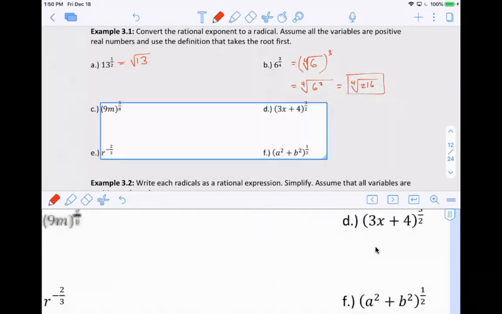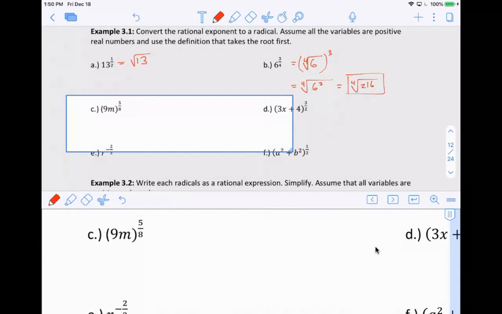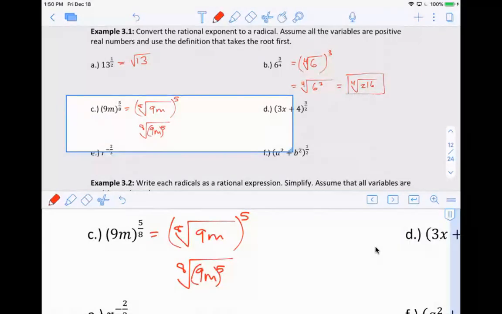Okay. Next one, again, I might go with the root first, in which case I do get a little stuck, because I don't know m, and so I can't actually take the 8th root of m. If I went the other way, and I want to put parentheses around that, or give them both a 5. Either way is fine. But either way, I don't have enough to take out a group of 8. And so really at the end of the day, these two are probably equivalent.